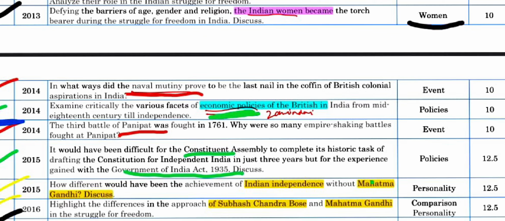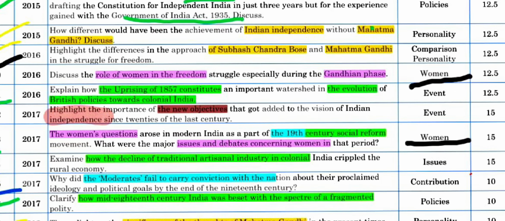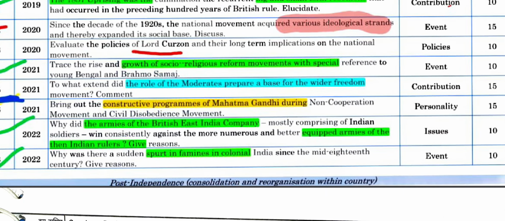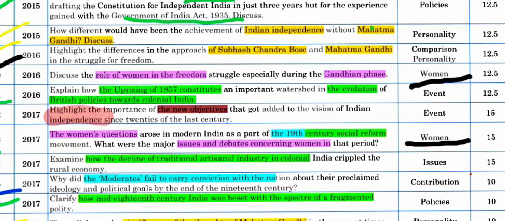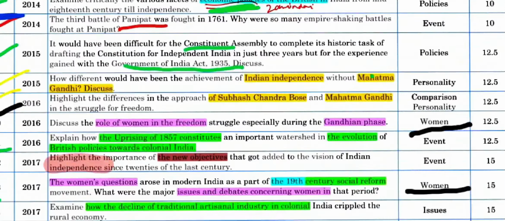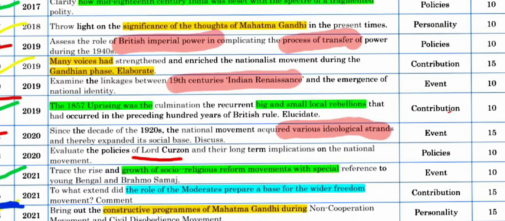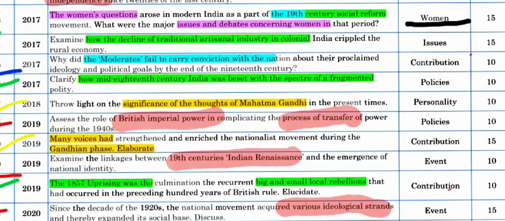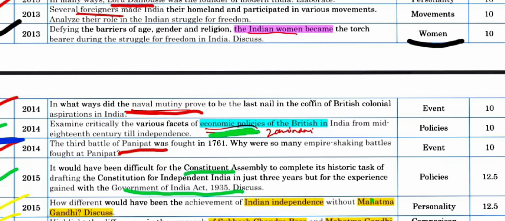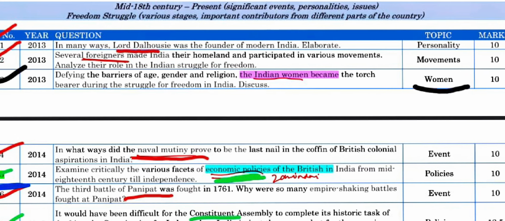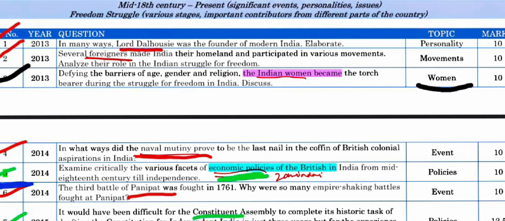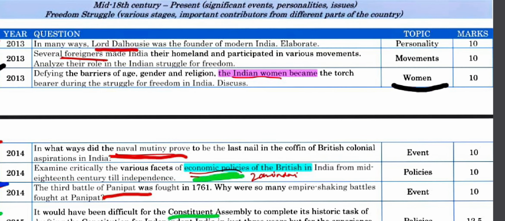There are approximately 3 questions that were asked in the theme under women, and these are questions updated until I think 2022 or 2021. We will look through the other questions as well. Looking at the first question, which was asked in 2013, it says, "Defying the barriers of age, gender and religion, the Indian women became the torch bearer during the struggle for freedom in India. Discuss." This was asked for 10 marks.